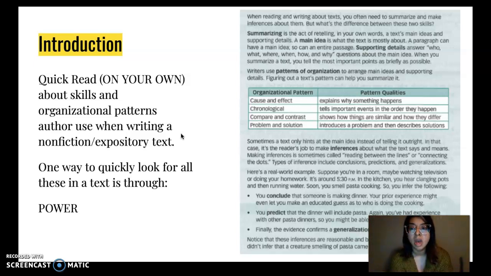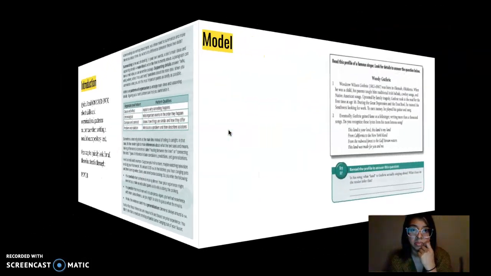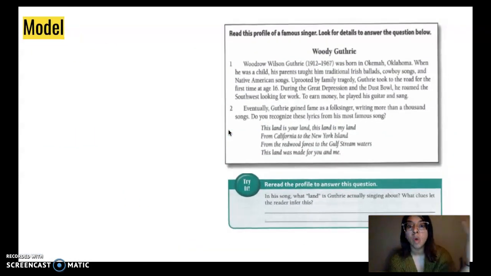Great, now that you're ready, one way to quickly look for all these points, as in creating a summary, looking at patterns of organization, and making predictions, is through POWER. I'm going to walk through each of those parts on how to do that with this small text here. Then you will try, and then you will have an exit ticket that you need to get to later.